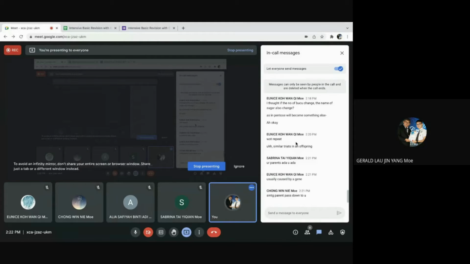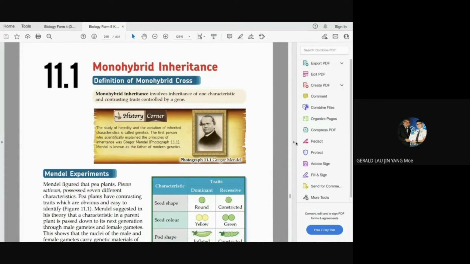So we will learn two types of inheritance: monohybrid inheritance and dihybrid inheritance. Monohybrid means it will only inherit one trait. In reality, of course, we inherit so many traits, but now we will focus on one trait first. Now look at the textbook definition of monohybrid cross. Monohybrid inheritance involves inheritance of one characteristic and contrasting traits controlled by a gene. So that means you inherit one characteristic or trait controlled by a single gene.